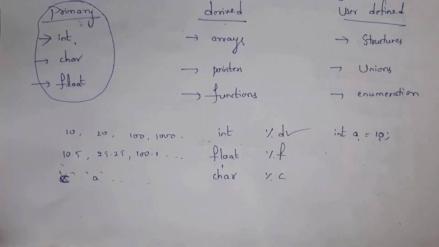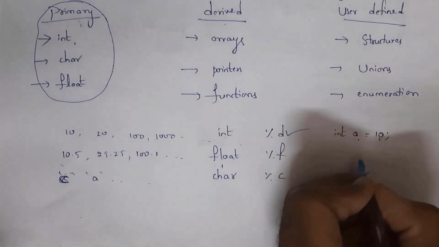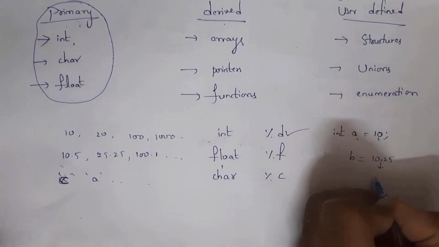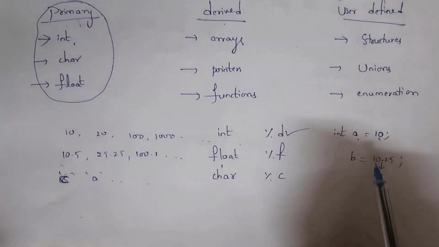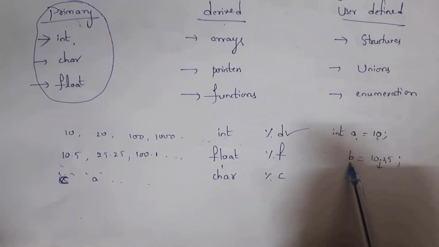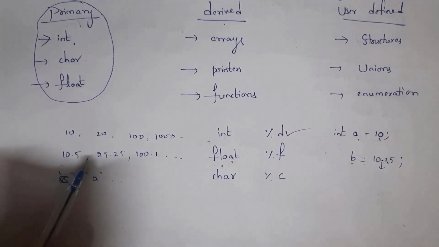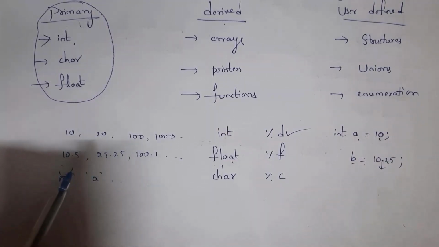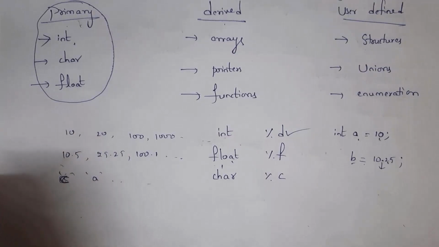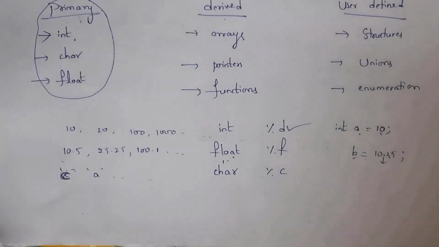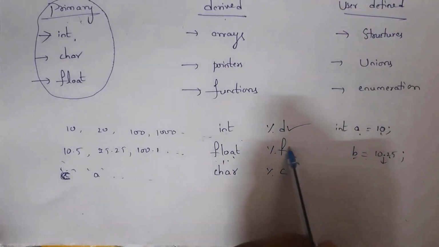Similarly, for example, if you want to assign any floating point values to a variable, for example b equal to 10.25, the point represents a floating point value. So whenever you want to assign any floating point values to a variable, then you need to use data type float. For example, 10.5, 25.25, 100.1, all these are floating point values. So whenever you want to use any floating point values, then you need to use data type float. Whenever you use float data type, you need to use format specifier %f. Here you need to give float.